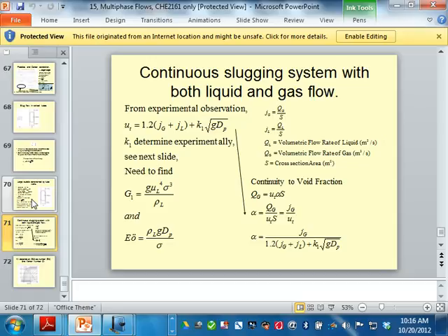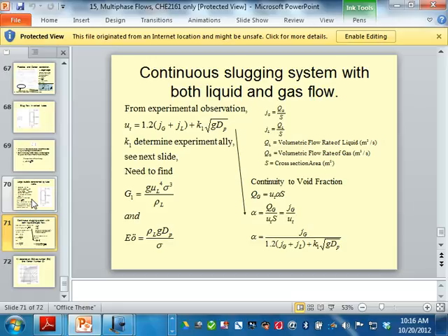JG and JL are basically the velocities, right? Because it's Q over S, the volumetric flow rate of the gas over the area of the pipe, and the volumetric flow rate of the liquid over the area of the pipe. K1 is determined experimentally, and comes from the graph next door.